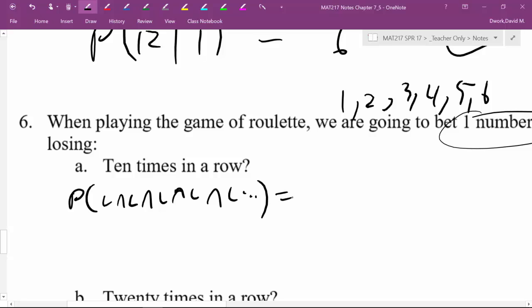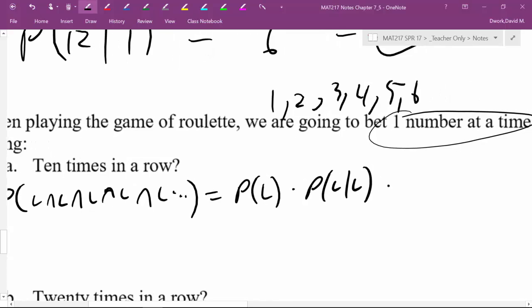The reason I give you this problem is I just want to have that conversation of, well, we know the rule would be the probability of losing times the probability of losing, given that you lost before, times the probability. So now the question is would this be true?